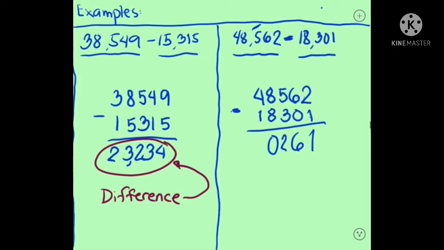Then lastly, we have 4 minus 1. That is 3. Now, where do I put my comma? Between 0 and 2. Good job. So this is now our answer. Can you read our answer, please? 30,261. This is again what we call the difference.